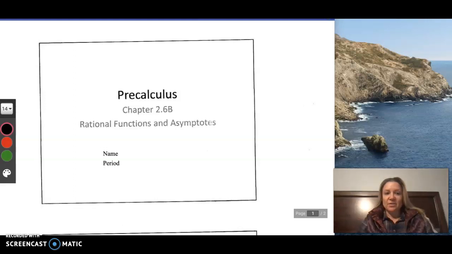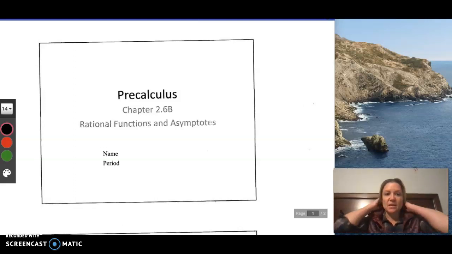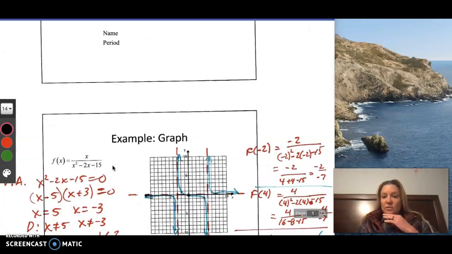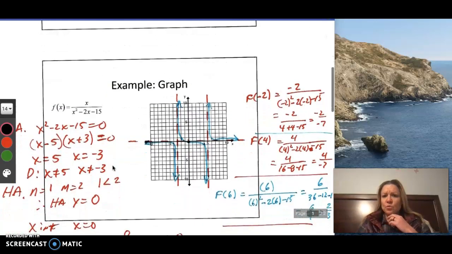Welcome to the pre-calculus notes for rational functions and asymptotes for chapter 2.6. Go ahead and write the title and then print your first and your last name and what period you're in. So we're going to be graphing some more of these rational functions. If you want to open up a tab for Desmos, you can.